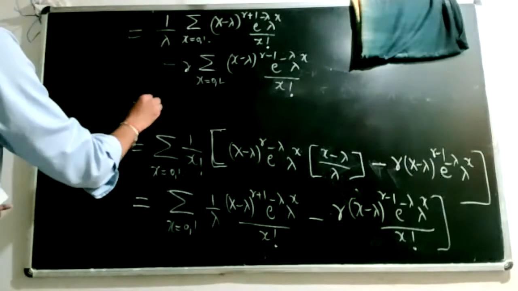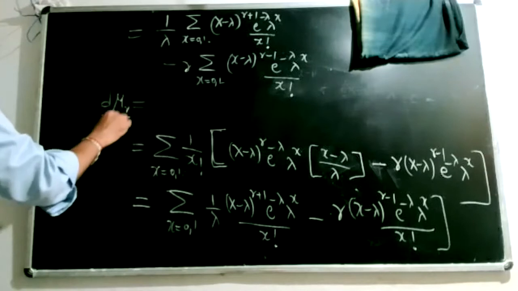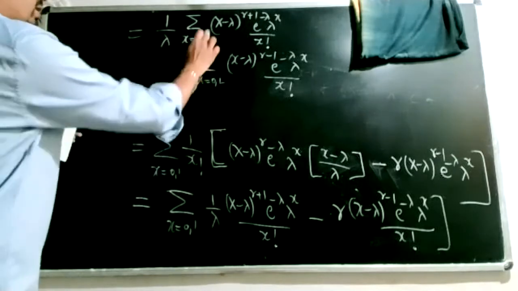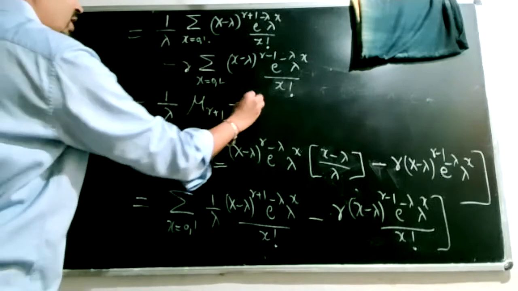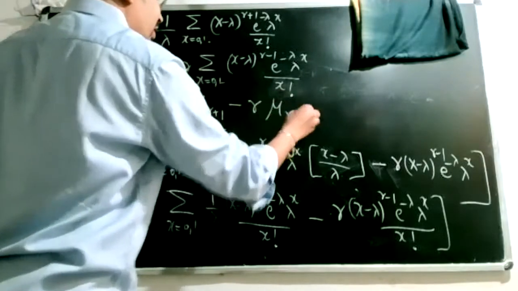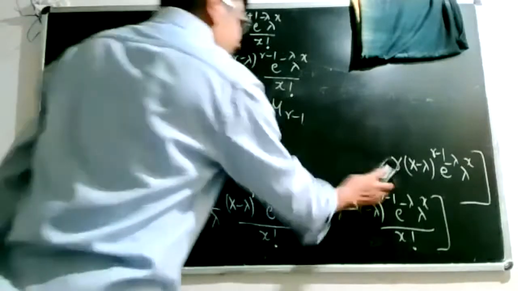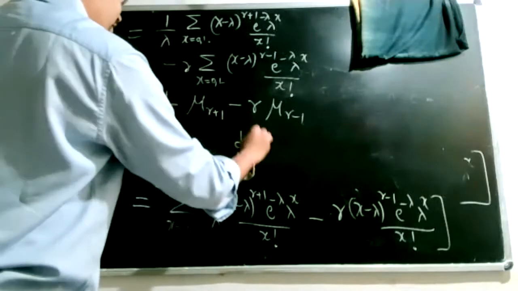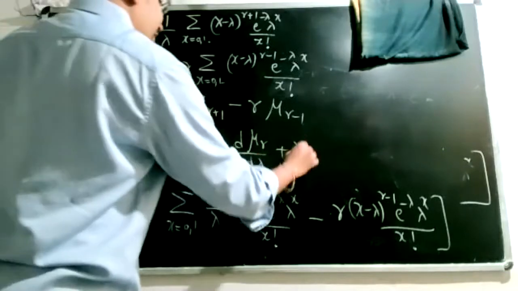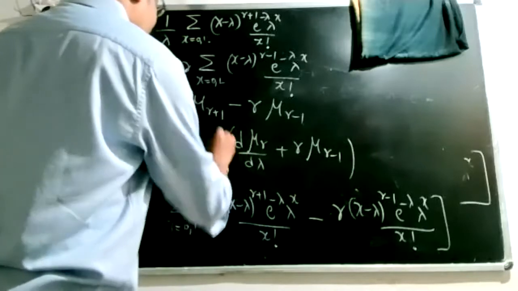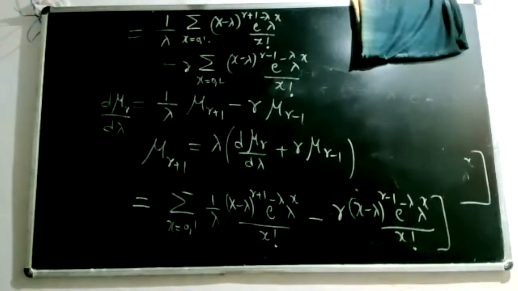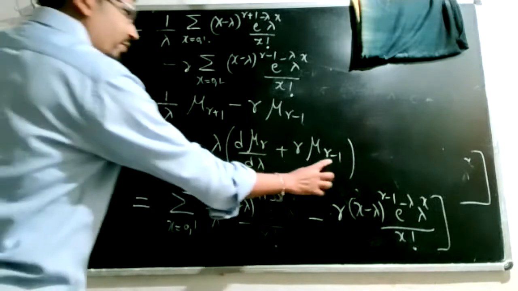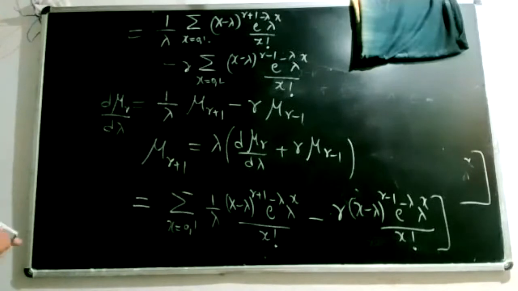So just by looking into the terms, we started with the derivative of the r-th moment, which is d mu r by d lambda. That is equal to 1 by lambda times mu r plus 1, the r plus 1 moment, minus r into mu r minus 1, the r minus 1 moment. So if I want mu r plus 1, that will be equal to lambda times the derivative of mu r with respect to lambda plus r into mu r minus 1. This is the recurrence relation between three successive moments, r minus 1, r and r plus 1. If you know the r minus 1 and r moments, you can easily obtain mu r plus 1.